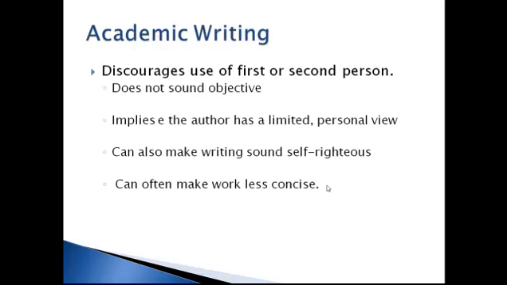To review, academic writing discourages use of first and second person because these points of view do not sound objective. They give the impression that the author has a limited personal view on the issue, and can also, at times, make writing sound self-righteous, as well as rendering it less concise.